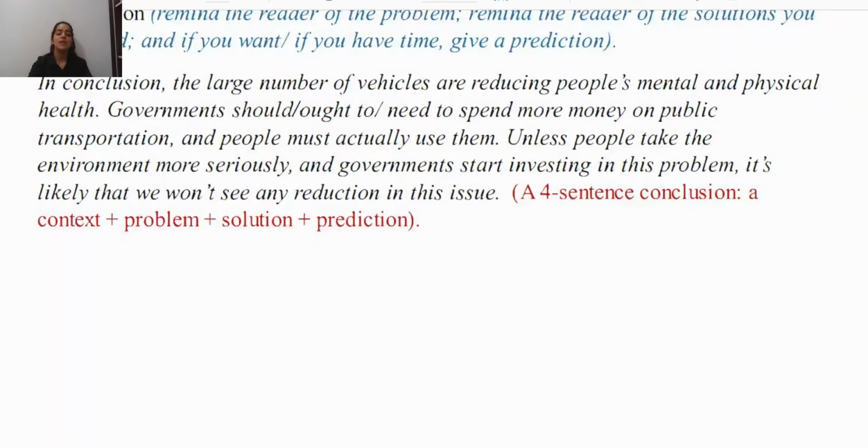So as you can see, we have used one of the structures that we previously talked about: unless blah, blah, blah, something won't happen. So you can see a 4-sentence conclusion: a context, a problem, a solution, and a prediction. The sentence that starts with unless is the one that relates to the prediction part.